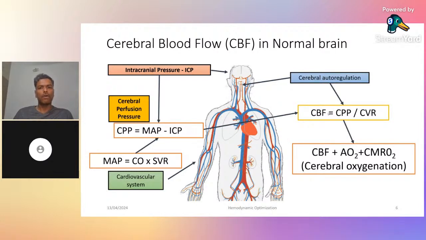We also have to look at the arterial oxygen content, which in turn depends on the hemoglobin, how much the PaO2 is, and whether the person's lung is fine. This is also a very important determinant which we have to keep in mind in terms of providing the brain with enough cerebral blood flow.